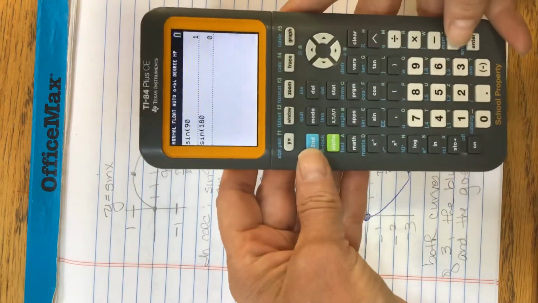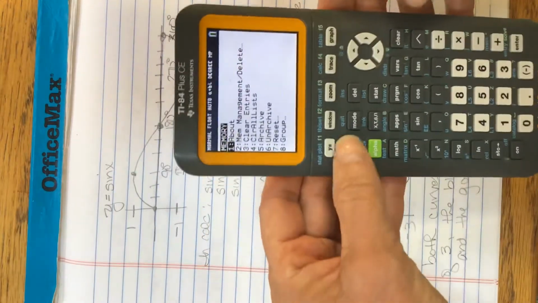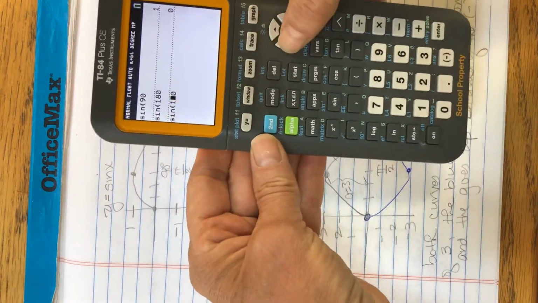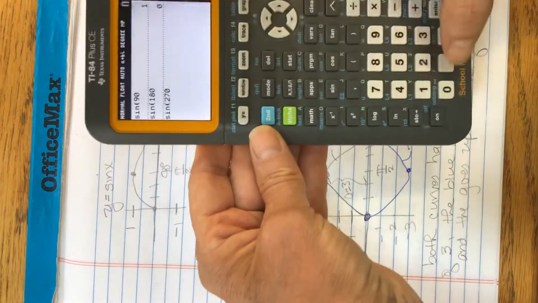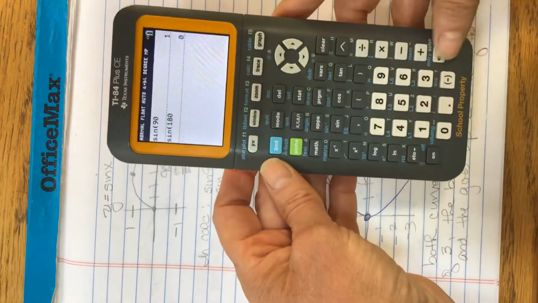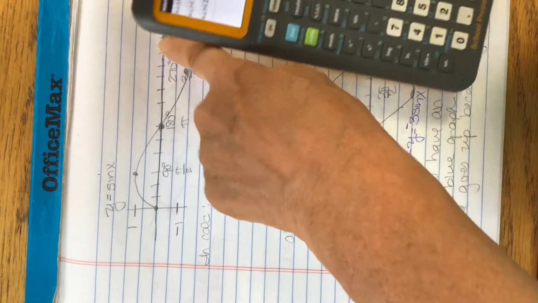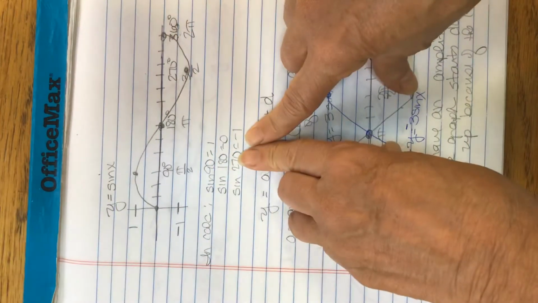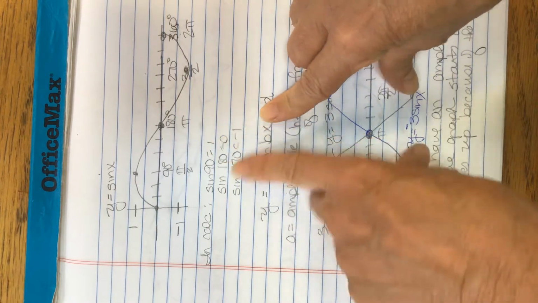I'm just going to hit second enter, and I can change this to 270. Now it already went up. It went up at 90, came down to 180, so at 270 it comes back down, and then it goes back up at 360. So that's a sine curve. And that's how you can find some of these in the calculator.